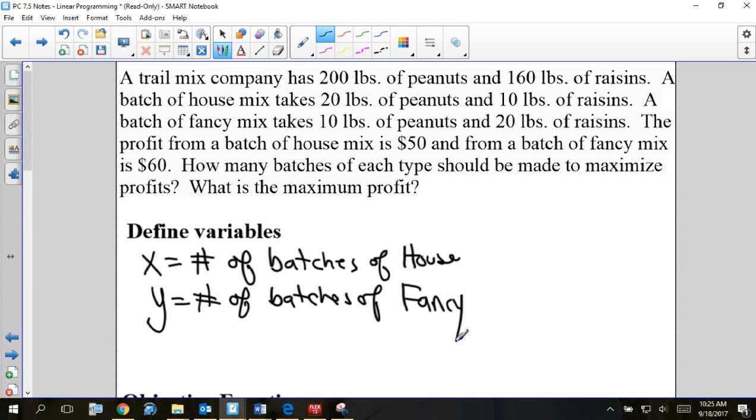Not every single word problem we will do has to do with trail mix. Then the third one is profit. I'm just going to call that P, a capital P, and it stands for the profit in dollars. It does not stand for the highest profit. It stands for the profit. And once we find all of our profits, then we will pick the highest profit.